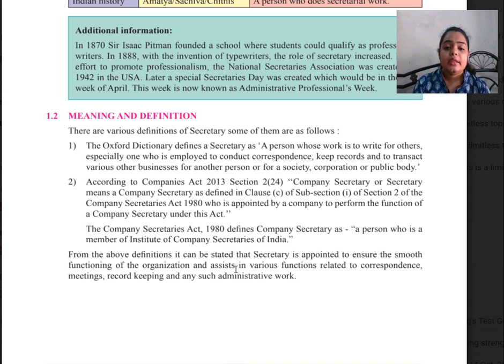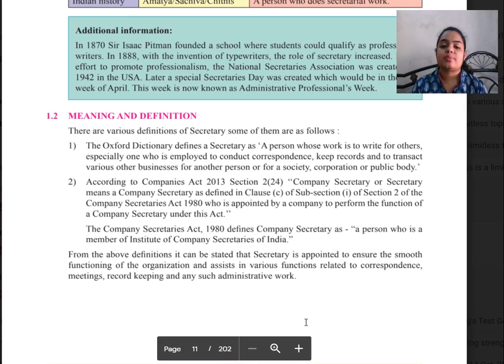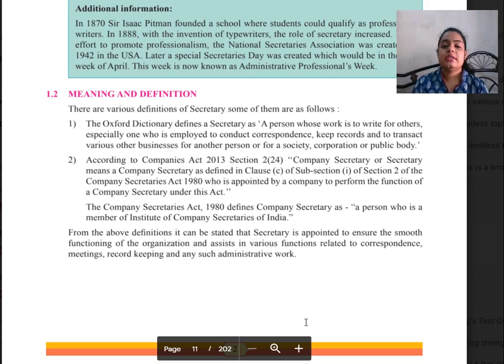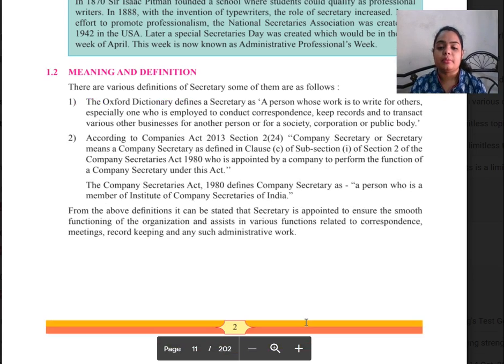Then, from the above definitions, it can be stated that a secretary is appointed to ensure the smooth functioning of the organization and assist in various functions related to correspondence, meetings, record keeping, and any such administrative work. So, basically, from the definitions, we can understand that a secretary is appointed for the smooth functioning of the business organization, in which he assists in the functions related to correspondence, meetings, record keeping, and various other administrative work. So this is about what a secretary means.